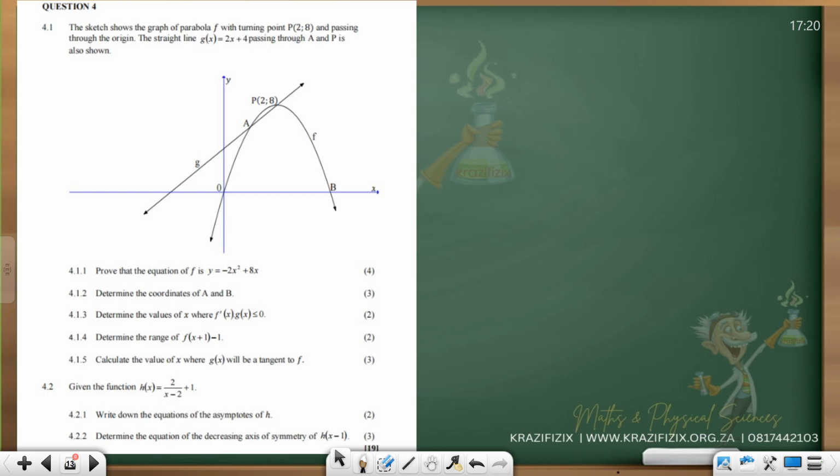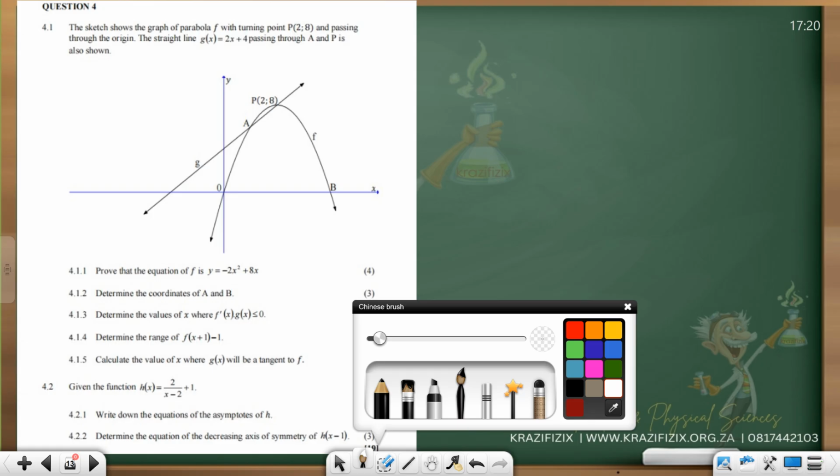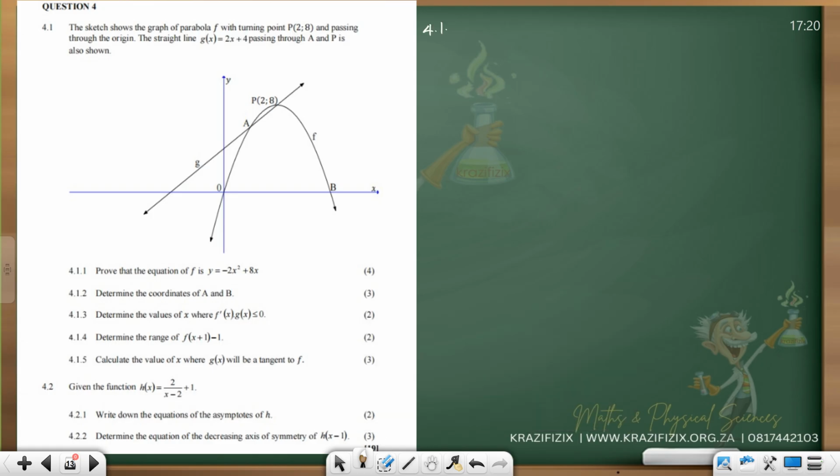Let's see. How do we walk through this? What do we know? All right. Let's write the things we know first so that we can then see which of the formulas to use. 4.1.1. I know the first x-intercept is 0. I know the turning point, xtp, is 2. And the ytp is 8.